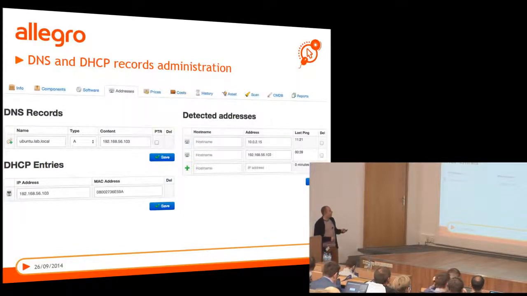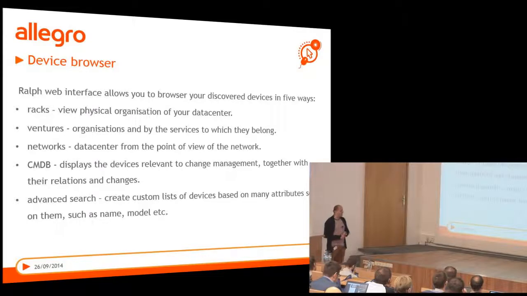For example, I have only an A record in our DNS server. Also, you can use a PTR pointer record. And the detected address is the address which was detected from the discovery on this machine. I have two different IPs because it was in a virtual environment. And the main thing which I'm using mostly is the device browser. The device browser is basically the view where you can find devices by point of the data center, and also by the CMDB relations.